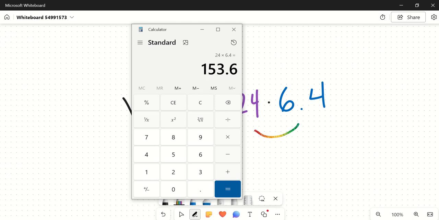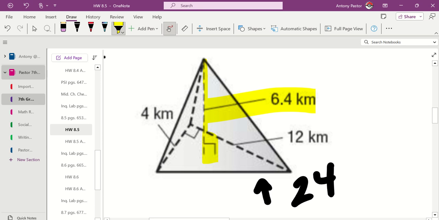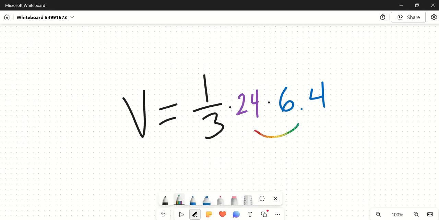So we did base times height, which is 153.6, and then they divided it by 3. So the volume of this pyramid would have been 51.2 kilometers cubed. Okay, which is fine. That's the way they did it. Now, this is the way I did it. Remember, if one of those numbers is easily divisible by 3, you can just divide it by 3. Which one of these two numbers can be divided by 3 right off the bat? 24. So 1/3 times 24 is the same thing as saying 24 divided by 3, which equals 8. So this becomes 8 times 6.4.